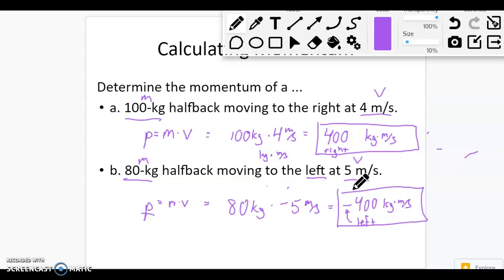So that's how to calculate momentum, but you need to pay attention to these directions, because it's going to play a big role in what we do later and how we use momentum to tell what's going to happen when things collide. We'll get into that next week.